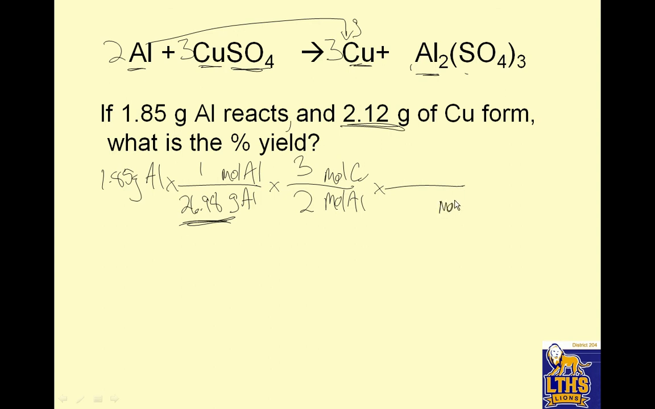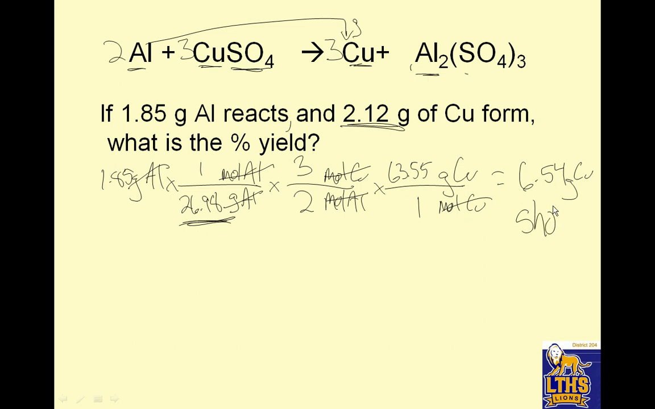Then I want to get rid of moles of copper, so I put moles of copper on the bottom. By the way, grams of aluminum cancel, moles of aluminum cancel, moles of copper cancel, and I'm going into grams of copper. 1 mole of copper is 63.55 in the periodic table. So let's see what we get: 1.85 divided by 26.98 times 3 divided by 2 times 63.55 equals 6.54 grams of copper.